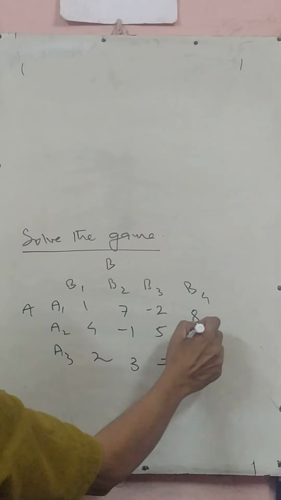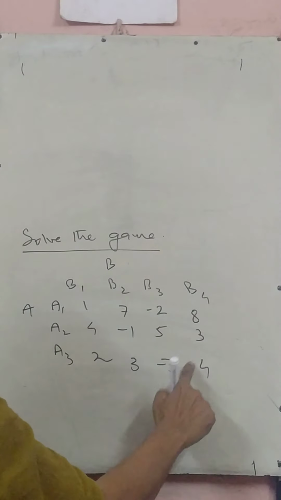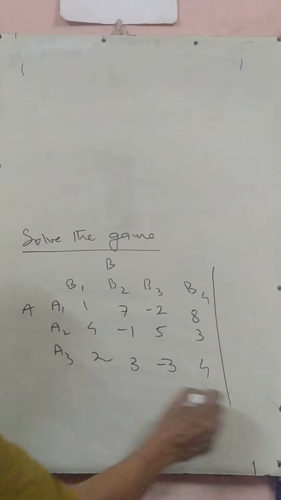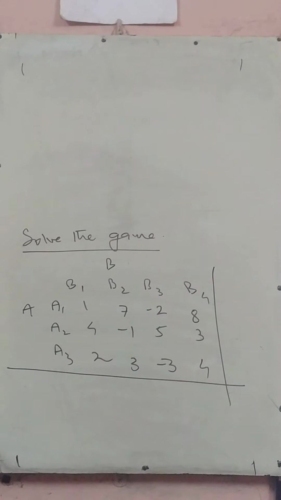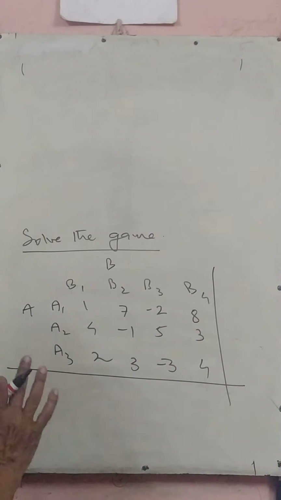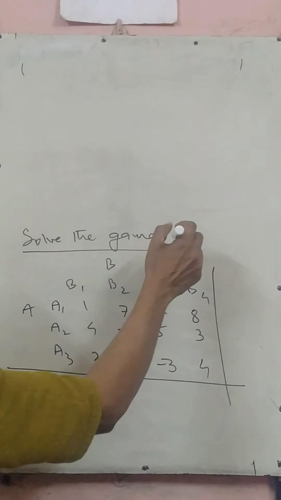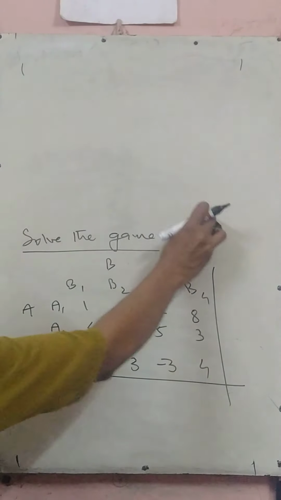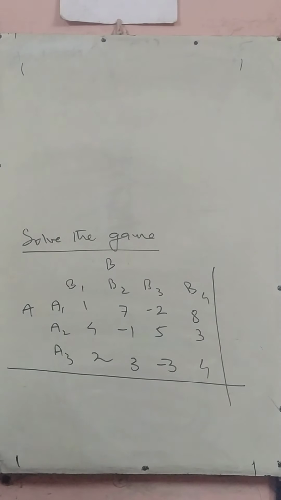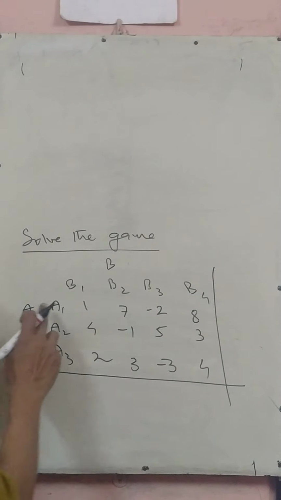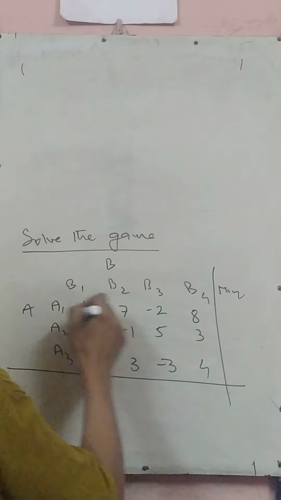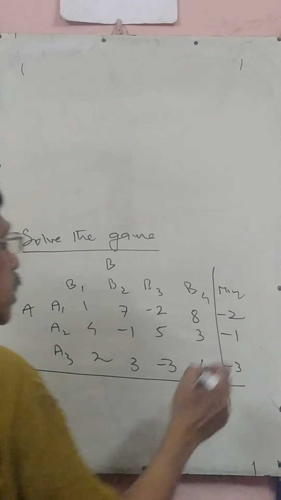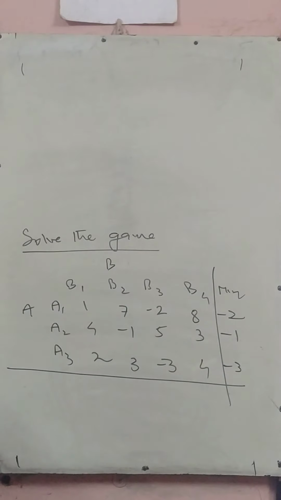Now we find that it is obviously more than 2 rows and 2 columns, but before starting we should check one thing. First thing, before solving any game, this is a big 3 cross 4 game, meaning 3 rows for A and 4 columns for B. First thing, saddle point. What is the minimum value of each row? The minimum value of the first row is -2, the second row is -1, the third row is -3. So these are the minimum values of the rows.